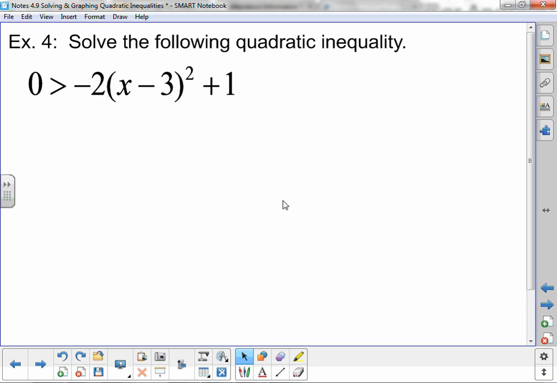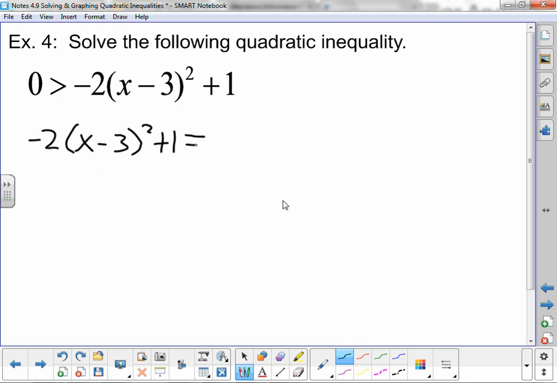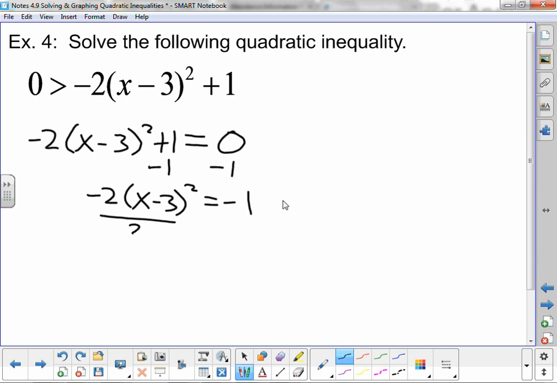So with this one, to solve this one, first you put an equal sign. So I'm going to go ahead and flip this around too. So negative 2(x minus 3) squared plus 1 is equal to 0. So I just switched around because I like the x's on the left-hand side. So minus 1 minus 1, negative 2(x minus 3) squared equals a negative 1, and divided by negative 2.